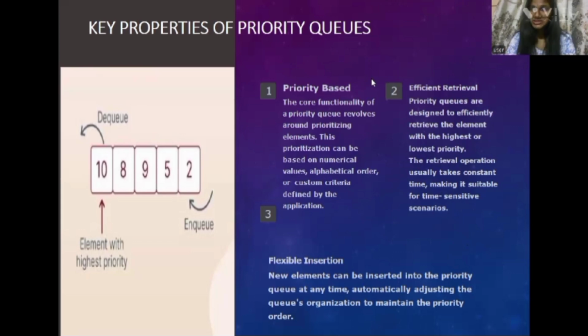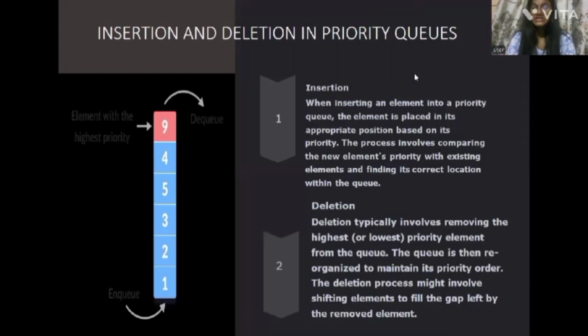Insertion and deletion in priority queues. Insertion. When inserting an element into a priority queue, the element is placed in its appropriate position based on its priority. The process involves comparing the new element's priority with existing elements and finding its correct location within the queue.